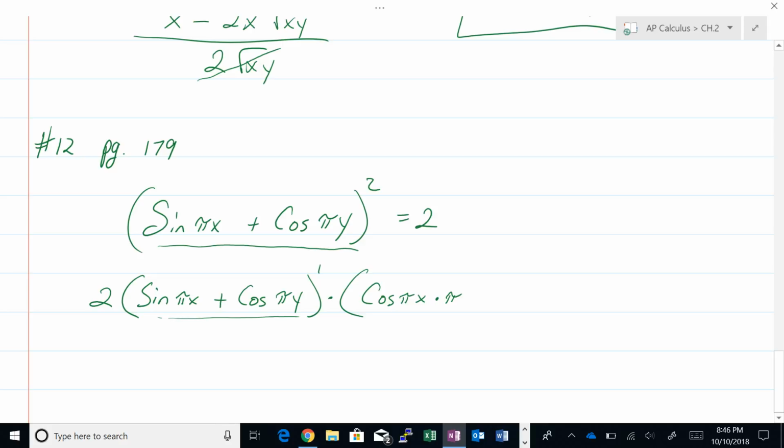Remember, the derivative of sine of u is cosine of u times u prime. Well, pi is the derivative of pi x. Because it's an x term, you'd have dx/dx, which we don't put the differential. Plus, the derivative of cosine is going to be negative sine of pi y times the derivative of pi y, which is pi dy/dx. Equals the derivative of 2, which is 0. All right, so I'm just going to take this right here and make that a big negative.